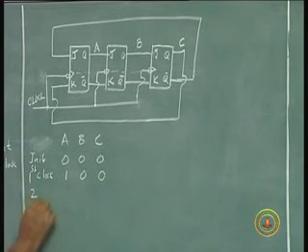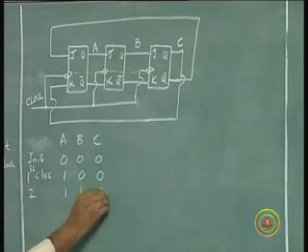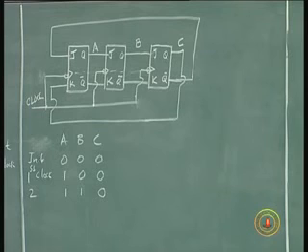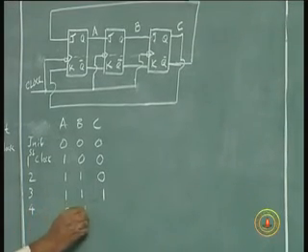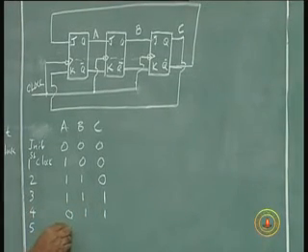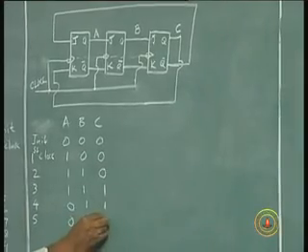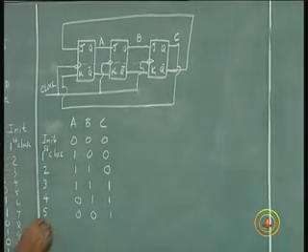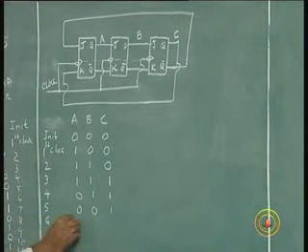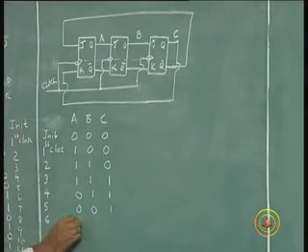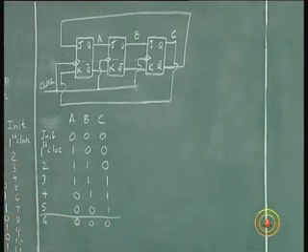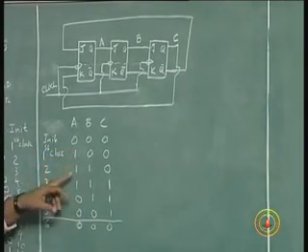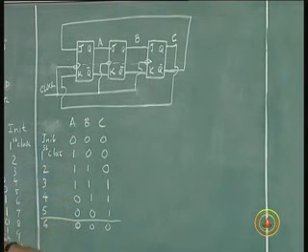After the second clock pulse, it will be 1, 1, 0. Third clock pulse, it will be 1, 1, 1. At the fourth clock pulse, it will be 0, 1, 1. Fifth clock pulse, it will be 0, 0, 1. After the sixth clock pulse, it is 0, 0, 0, which is the same as the original. So in 6 cycles of clock, I get the pattern 0, 0, 0, 1, 0, 0, 1, 1, 0, 1, 1, 1, 0, 1, 1, 0, 0, 1.